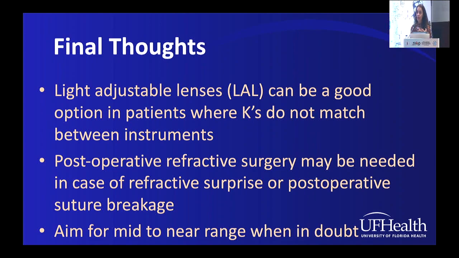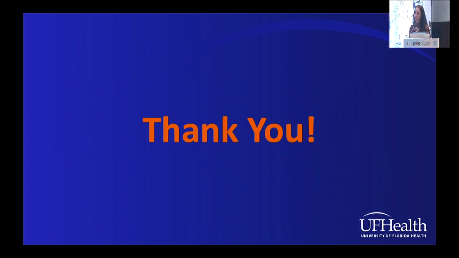And some final thoughts. We've heard about light adjustable lenses. We've heard about small aperture lenses, and those are good options for these patients, especially in those irregular corneas. You'll hear another talk on that. You might need to do postoperative refractive surgery, and I've done LASIK or PRK on patients who've had PKs, and you can do them. They're a little bit more challenging, but you might need to do that if you have a refractive surprise or postoperative suture breakage. And then whenever you're in doubt, aim for near. As long as you can give them useful vision at some distance, they're usually pretty happy about this. Thank you.